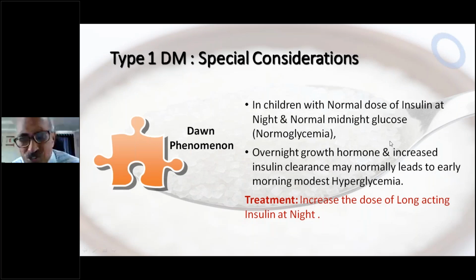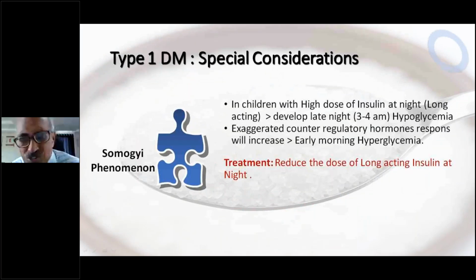Why I'm insisting on this is the next one is the Somogyi phenomenon. This happens with children, adolescents especially, and is less common than the dawn phenomenon. This happens in adolescent children who are on high doses of insulin. Those children on high dose insulin develop late night hypoglycemia. This hypoglycemia itself stimulates the counter-regulatory hormones, the steroids and glucagon, all these things, and they result in early morning hyperglycemia. The result is the same, early morning hyperglycemia.